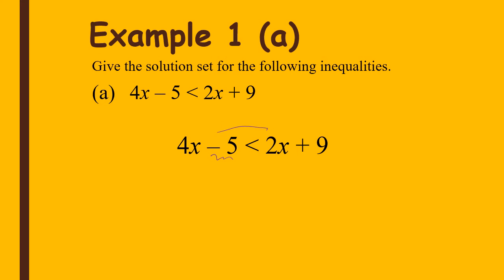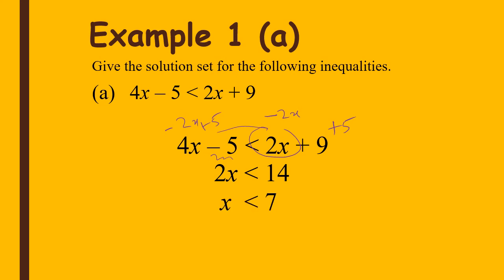So this negative 5 add 5 will be 0. So we are left with 4x. So if we add 5 on the left side, we have to add 5 on the right side. So add 5, add 5. So what we will have on the right side, it will be 14. So it will be 4x less than 2x plus 14, and then because we move the 2x to the left side, we want to eliminate this 2x, so we subtract 2x on both sides. So we will have 2x less than 14. So x less than 7.